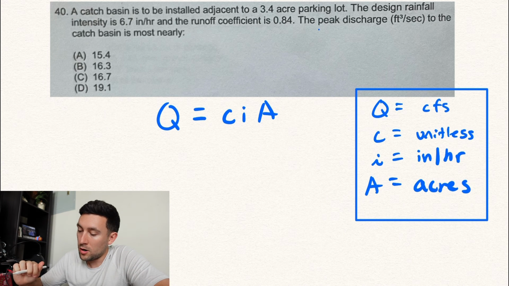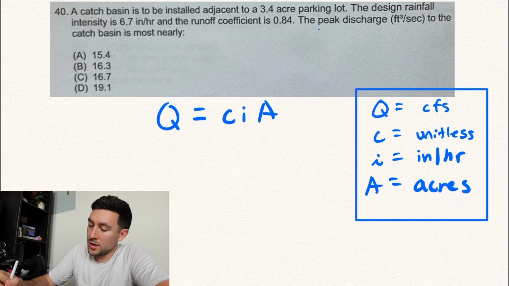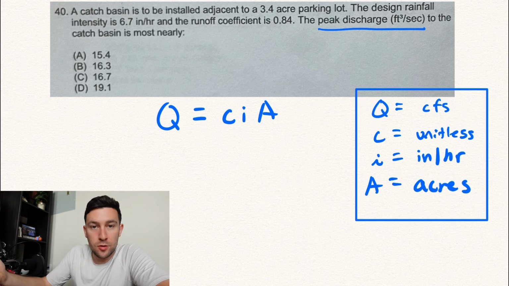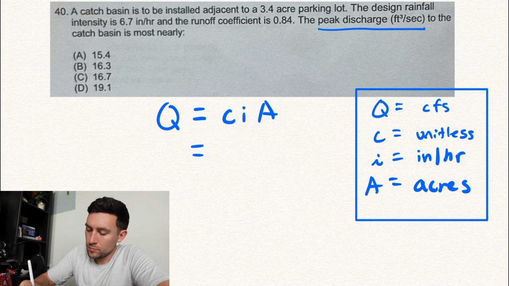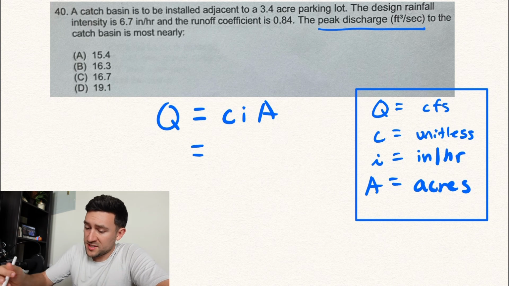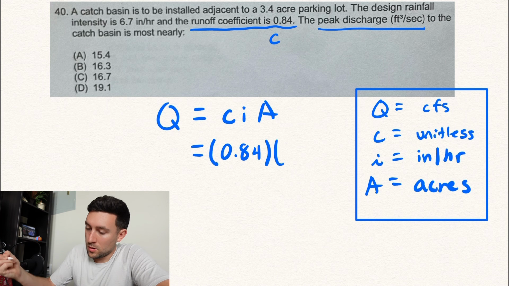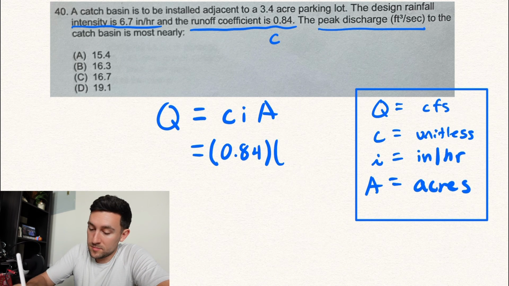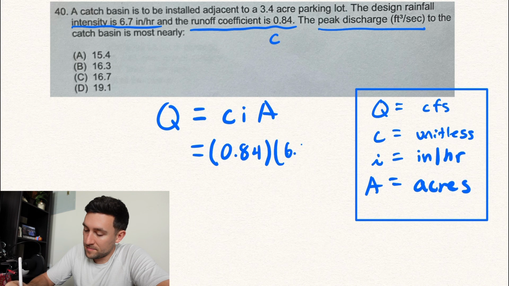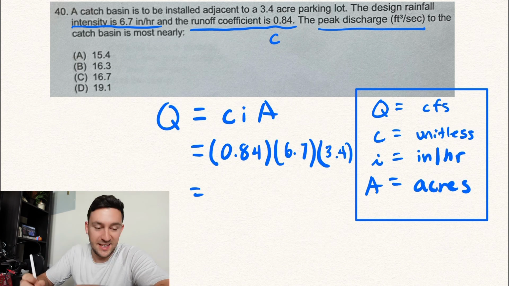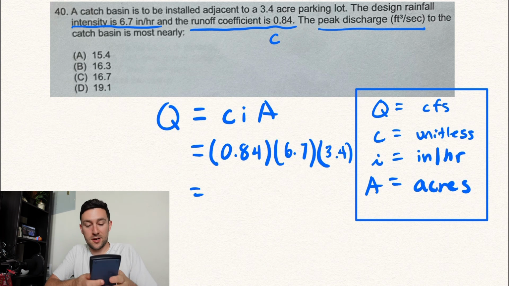So what are our knowns and what are we trying to solve for? We're trying to solve for the peak discharge, so we're trying to find Q. What are we given? We're given C, the runoff coefficient, 0.84. We're given the intensity, 6.7. And then we're given A, 3.4. It can be as easy as that, guys. Let's plug this into our calculator and see if we got the right answer.